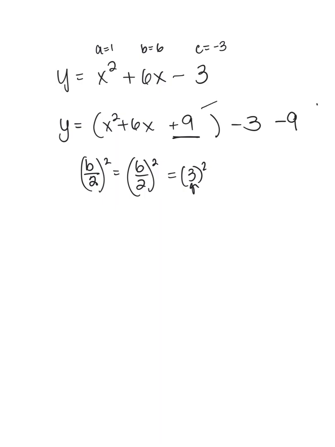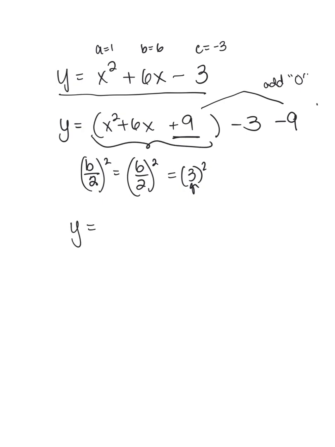So essentially what I'm doing here is I'm adding a 0 to the equation so that it doesn't change its value. So the equation is still y equals x squared plus 6x minus 3 because I added 9 and subtracted 9. You might say, why would I do that? Why would I add 9 and subtract it? Well, I'm keeping the integrity of the equation, not changing it.